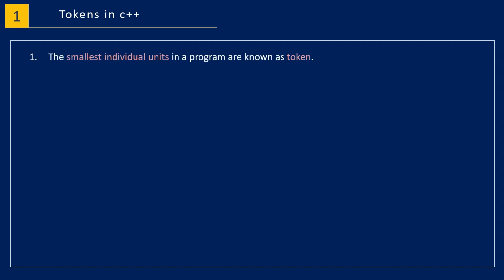Today we'll understand the tokens in C++. Tokens are the smallest individual units, and using these smallest individual units we can write programs.